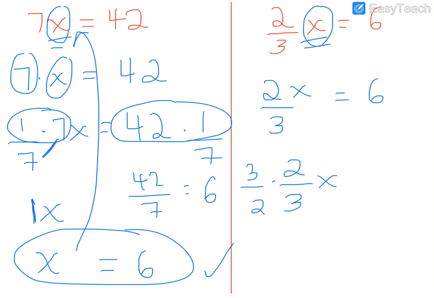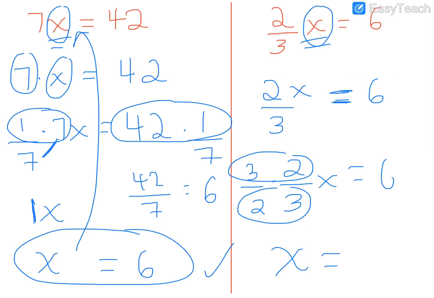We know that that gets us to 1 because this becomes 6 and this becomes 6. And 6 divided by 6 is 1. So we're left with our 1x, which is our goal. But whatever we do to one side of the equal sign, we have to do to the other. So we also need to multiply 6 by 3 over 2. And then we multiply our numerators. That's 18. And then we divide by our denominator. That's 2. So x equals 9.